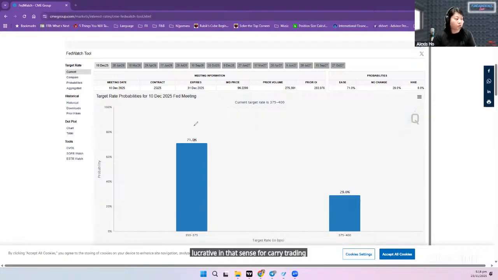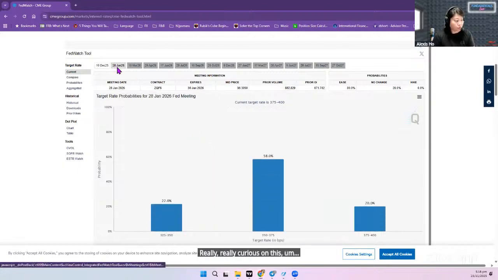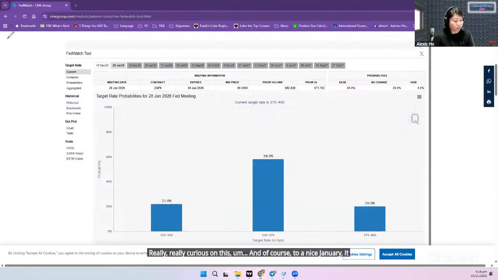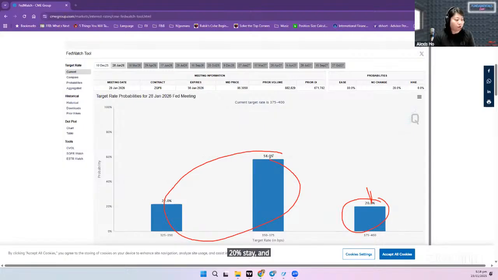So this will cause the US dollar to have a little bit of strength over here. So really curious on this. And of course, 29th January is a little bit more mixed. You can see that 20% stay and only an 80% probability that interest rates will be cut in January.